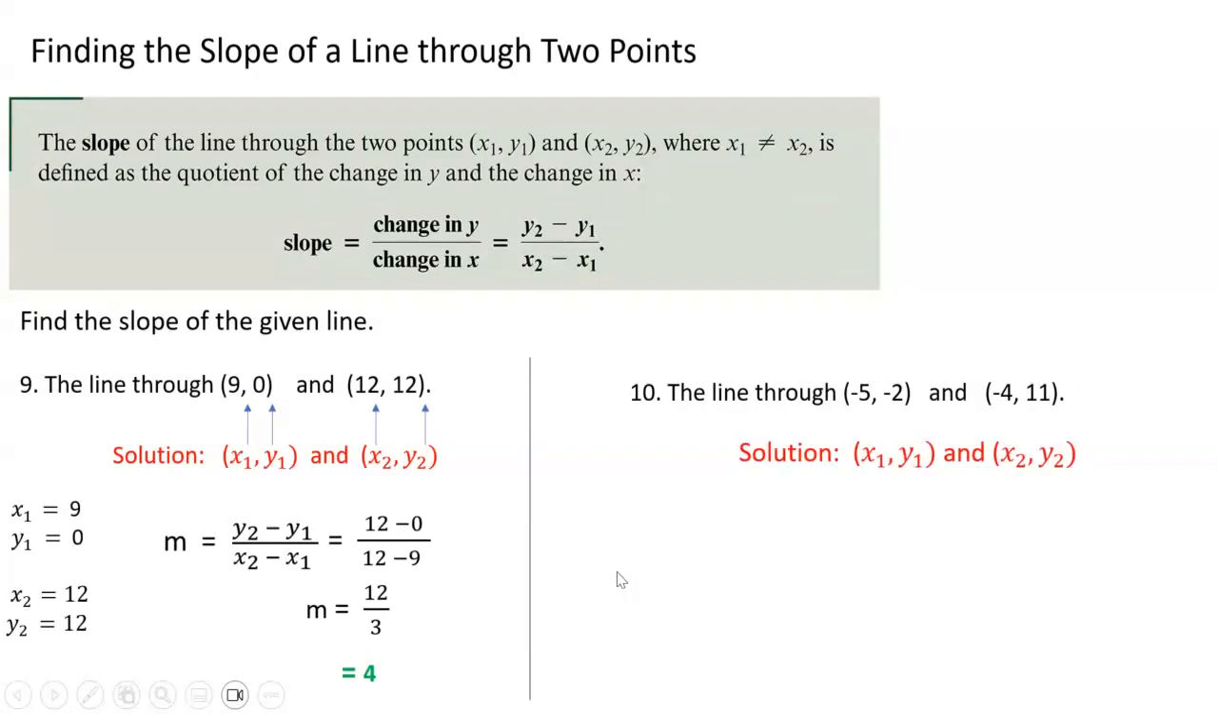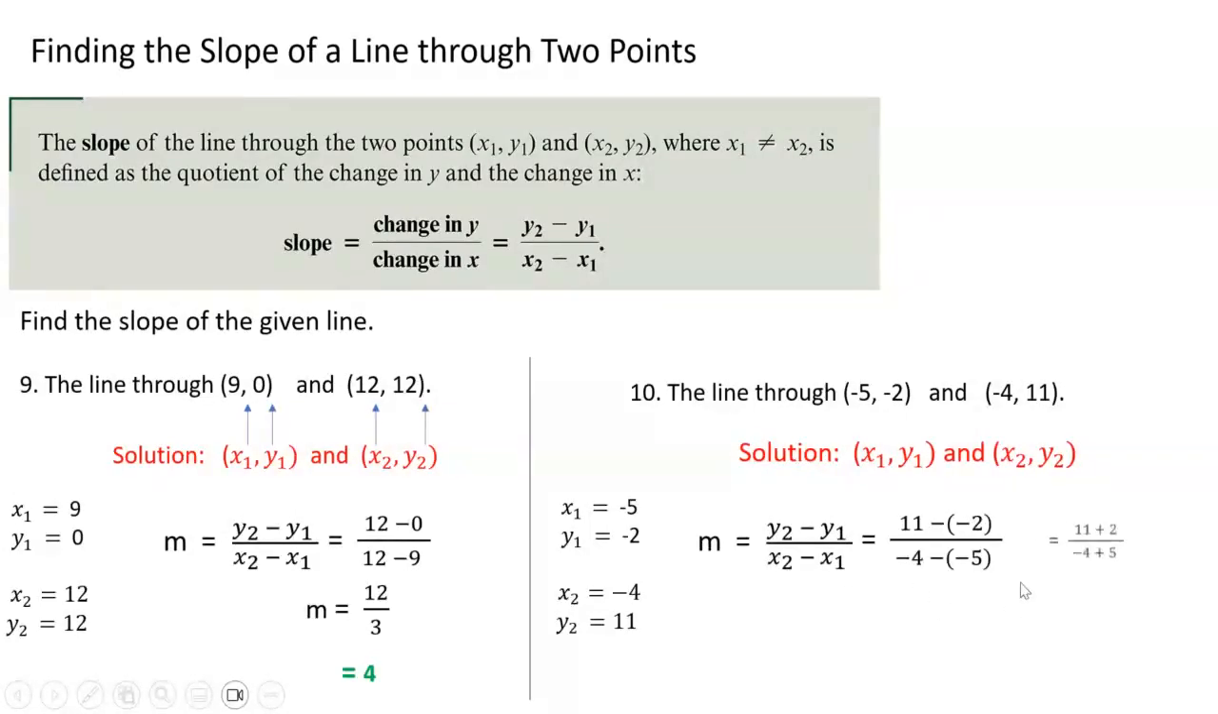Okay, same thing with number 10. x1 is negative 5, y1 is negative 2, x2 is negative 4, and y2 is 11. We plug them into the formula. That becomes 11 plus 2 over negative 4 plus 5, which will give us 13 over 1. The answer is 13. That's my slope.